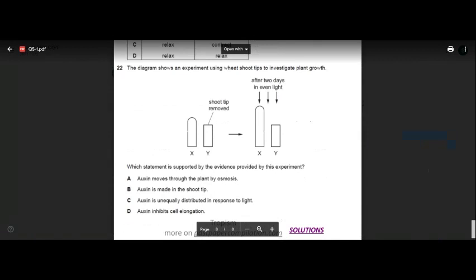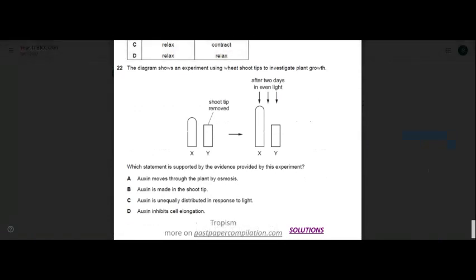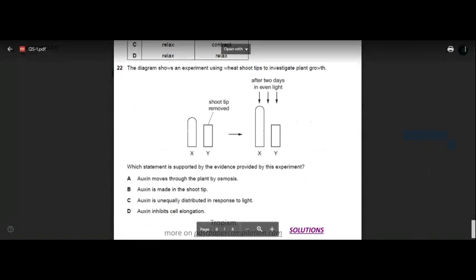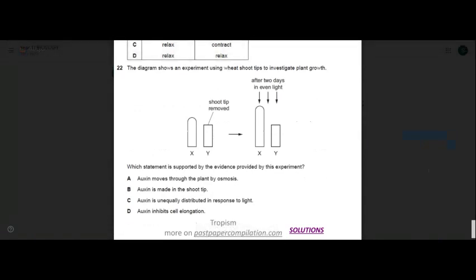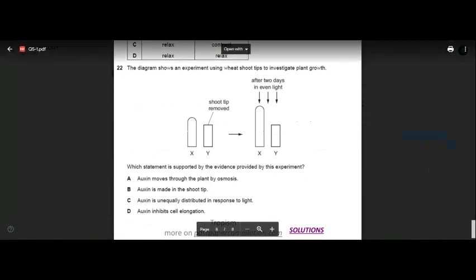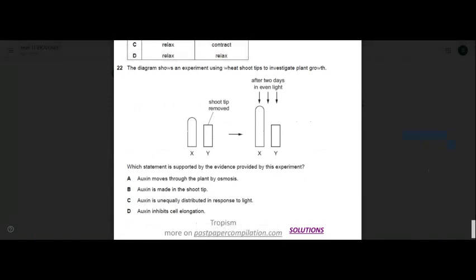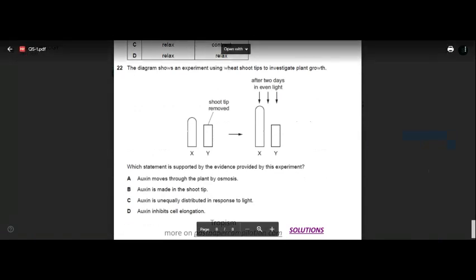The diagram shows the experiment using wheat shoot tips to investigate plant growth. You cut this part, the shoot tip is removed, and you see this one gets longer, but this one has no change in it. Which statement is correct about this experiment? Auxin is a hormone of the plant that usually has its effect, it's actually opposite in the shoot and the root. But in the shoot, where there is more auxin, the growth of the cells in that area is more, they get longer. For example, now the light is coming from above, so they are accumulated in the tip, so they cause the increase in the growth of the cells at this point, so this actually should get longer.